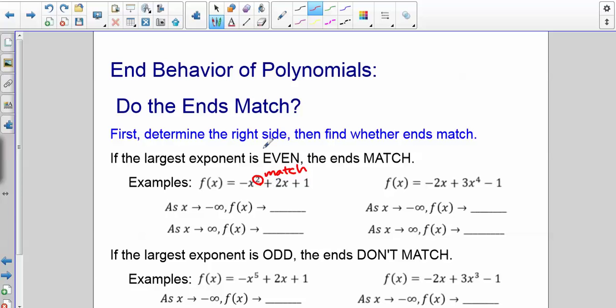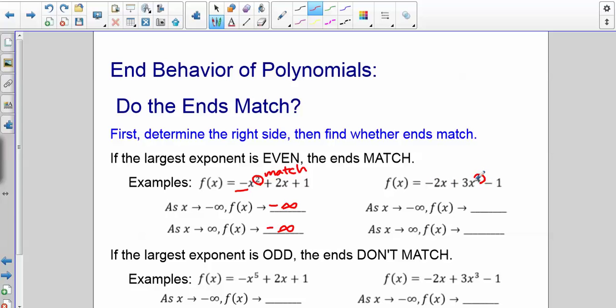So I'm going to first determine the right side behavior. I look at my leading coefficient, -1, and that tells me that on the right side, as x goes to positive infinity, your y is going to go to negative infinity. And now, because I know that my ends match, I know that the left side is also going to be going to negative infinity.